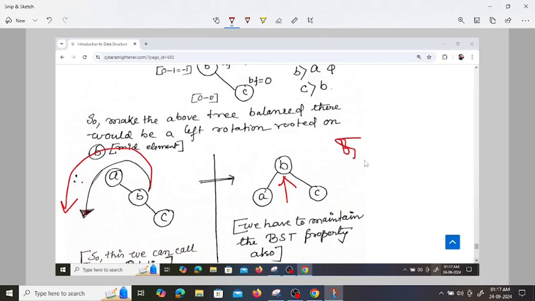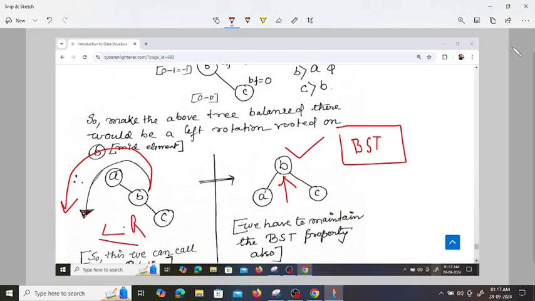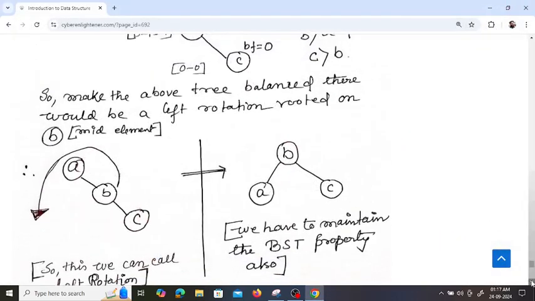Also you have to remember that it has to be a BST. Once you do the rotation, it has to be a BST. So this is a BST because A is less than B and C is greater than B. So we have maintained the BST properly. In this case we call it a left rotation.